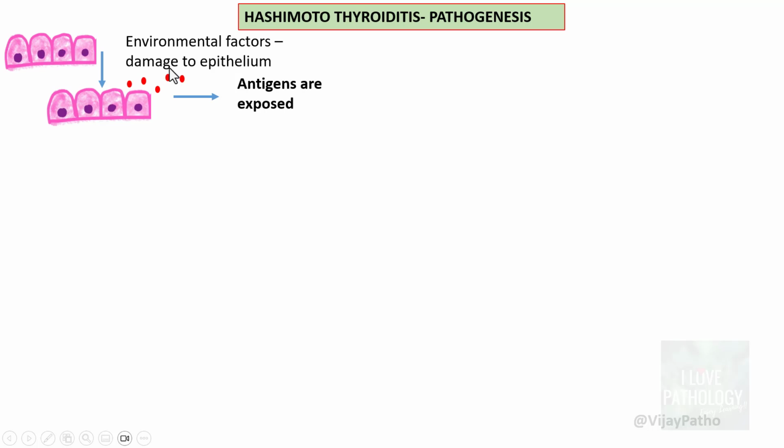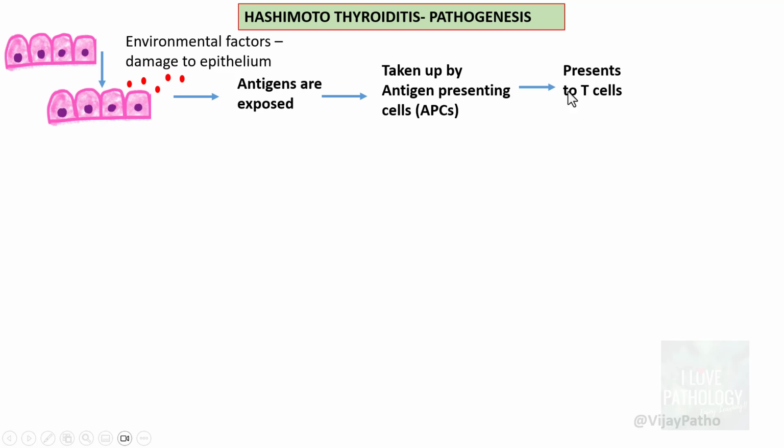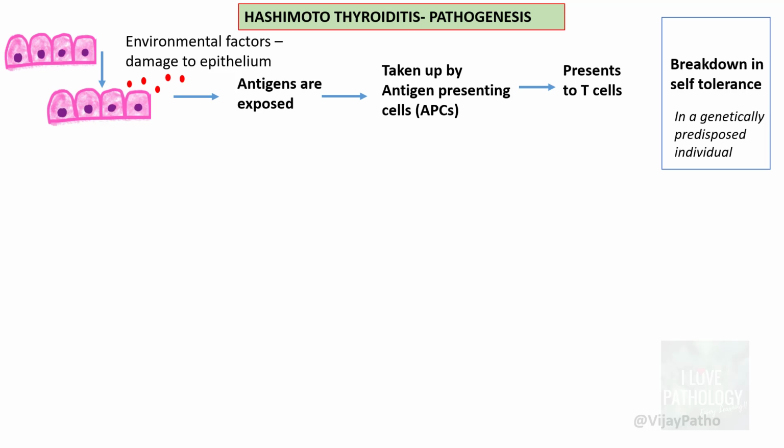Now, because of damage to epithelium, the antigens come out, they are exposed, and once these antigens are exposed, they are taken up by the antigen presenting cells nearby. And these antigen presenting cells present these antigens to the T cells. And now this patient is already genetically predisposed, right? In the form of having polymorphisms and HLA-DR3 phenotype, HLA-DR3, right?